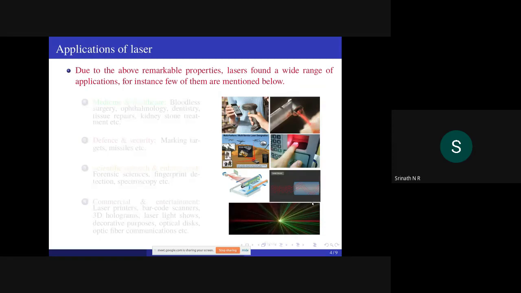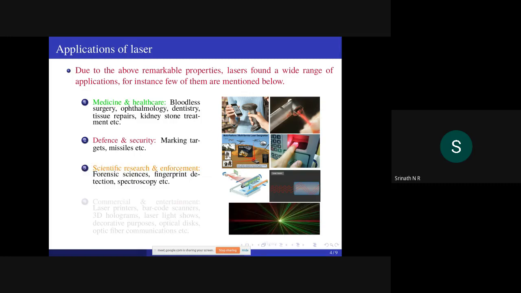Applications of laser. Due to the above remarkable properties, lasers found a wide range of applications. For instance, a few of them are mentioned here. First one, in the field of medicine and healthcare: bloodless surgery, ophthalmology, dentistry, tissue repairs, kidney stone treatments, etc. In the field of defense and security: marking targets and missiles, etc.